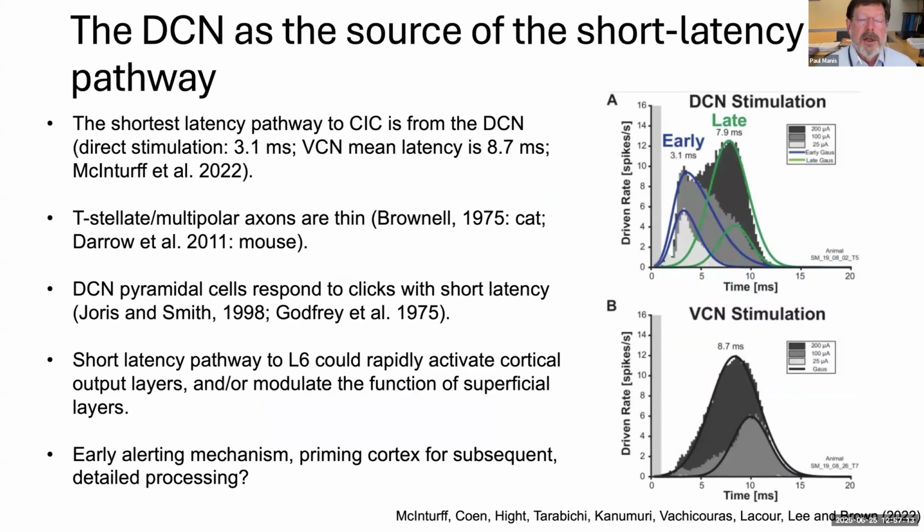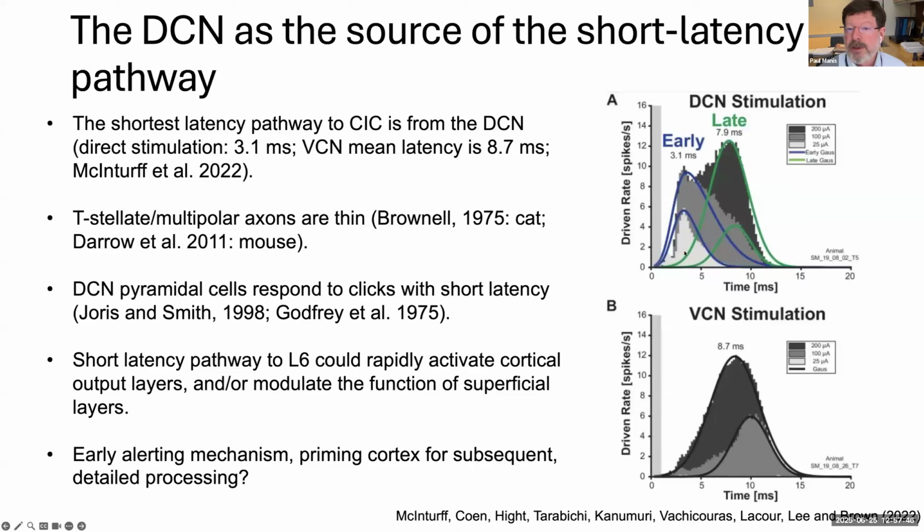So the DCN as a source of the short latency pathway requires a little bit of discussion here. The shortest latency pathway to the central nucleus of the inferior colliculus from the DCN has been studied by McInturf et al. This is from Dan Lee and Chris Brown's work. They're interested in auditory brainstem implants, but of course they're directly stimulating parts of the cochlear nucleus. The DCN with direct stimulation has a latency in the central nucleus of the inferior colliculus of about 3 milliseconds. The VCN has a mean latency of about 8 or 9 milliseconds, and that's illustrated here.